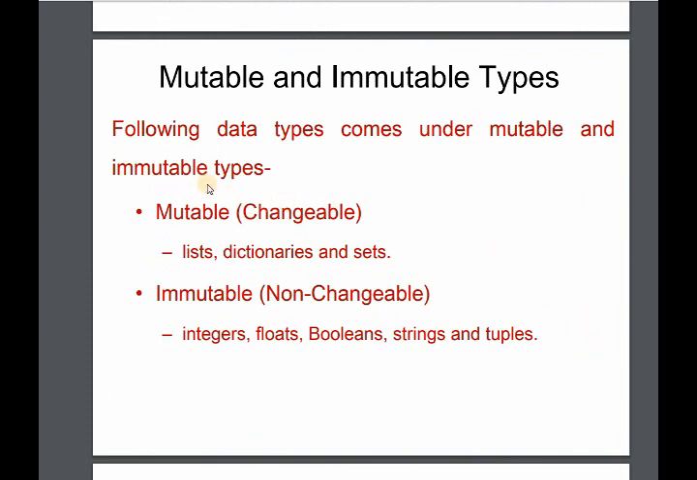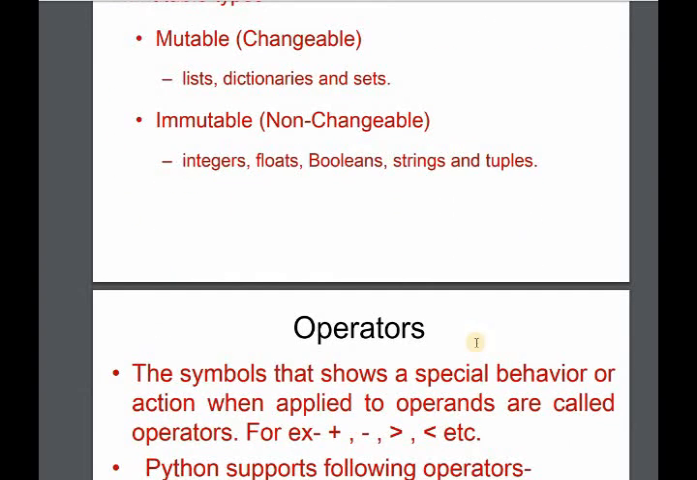Mutable and immutable types. There are two types of variables: first is the mutable and second is the immutable. In the case of mutable, it is changeable. List, dictionary and set are mutable. You can change them. And immutable means non-changeable: integer, floating, boolean, string and tuples are non-changeable, or immutable.